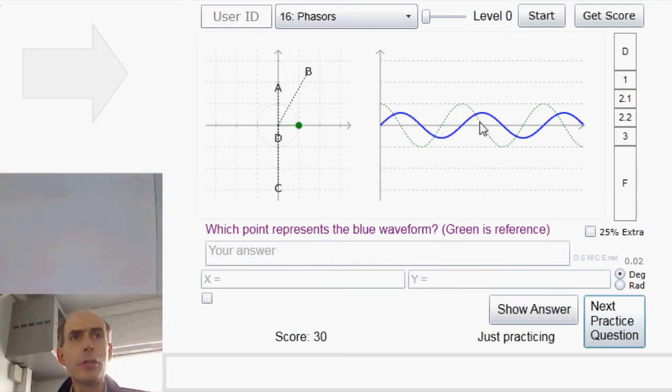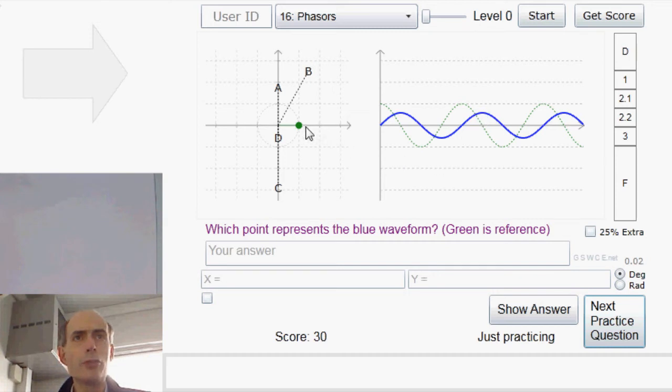The other type of question you get is this type, a multiple choice. Again, the green defines the reference, so at this point the green has a reference phase of 0. It lies along the real axis on this Argand diagram, and again its amplitude is 1. It's on the unit circle, and we're being asked which of these 4 phasors represents the blue waveform.